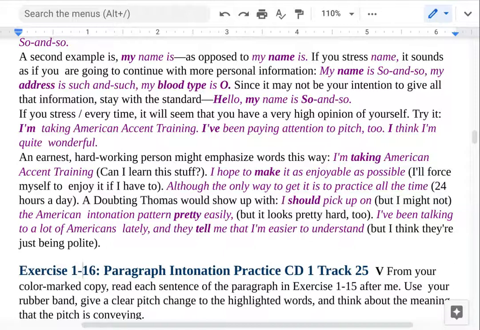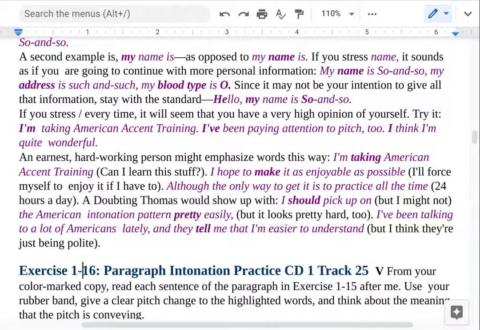An earnest, hard-working person might emphasize words this way. I'm taking American accent training. Can I learn this stuff? I hope to make it as enjoyable as possible. I'll force myself to enjoy it if I have to. Although the only way to get it is to practice all the time, 24 hours a day. A doubting Thomas would show up with, I should pick up on, but I might not, the American intonation pattern pretty easily, but it looks pretty hard too. I've been talking to a lot of Americans lately, and they tell me that I'm easier to understand, but I think they're just being polite.